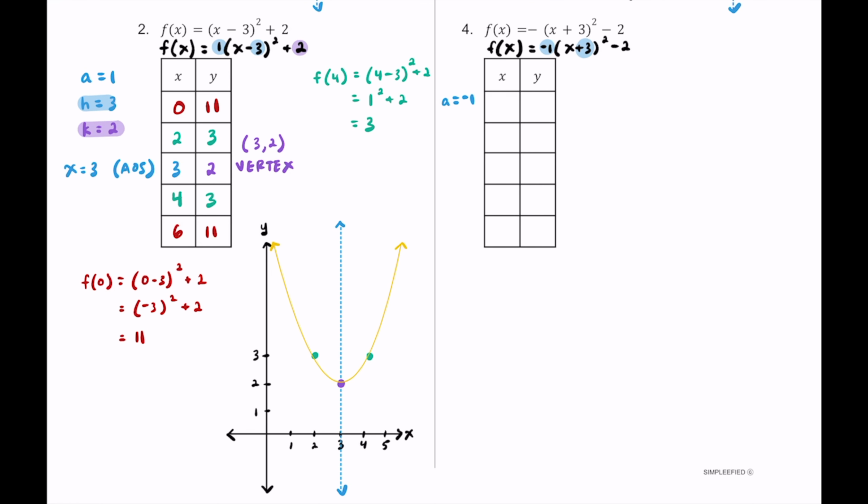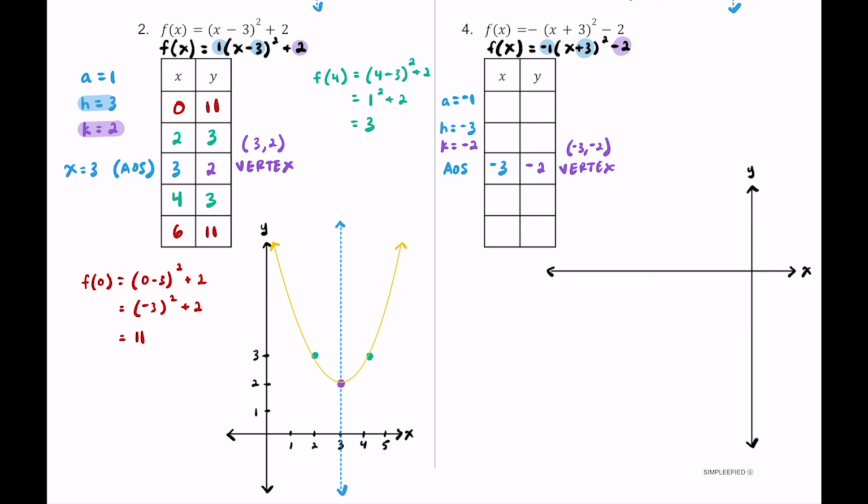Then we have this plus 3, which lets us know that actually h is equal to negative 3. Okay, so that's going to tell us our AOS. So I'm going to go ahead and write that. Our AOS is going to be x equals that negative 3. And because of this minus 2 at the end here, we know that k is going to equal negative 2. So I'm going to go ahead and write that in, and that's going to be our vertex, this in the middle of the table. And so we can go ahead and say this is going to be negative 3, negative 2 for our vertex, which is located in quadrant 3.